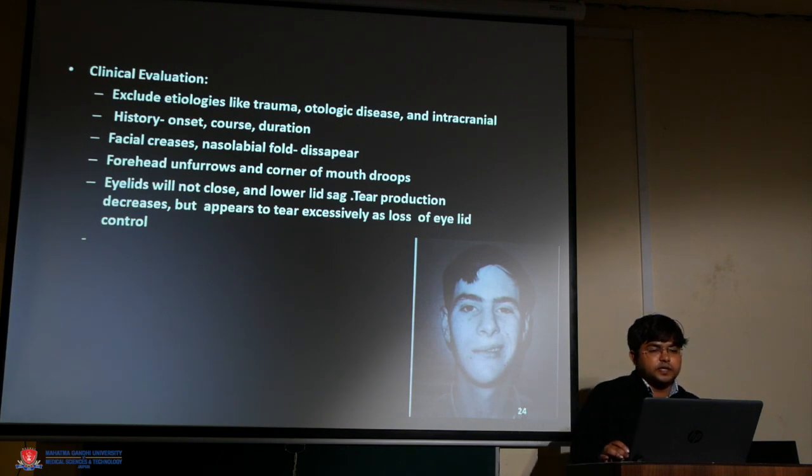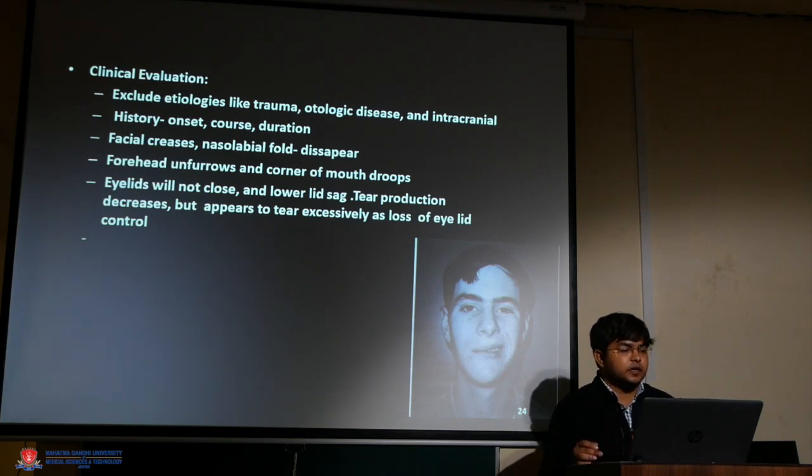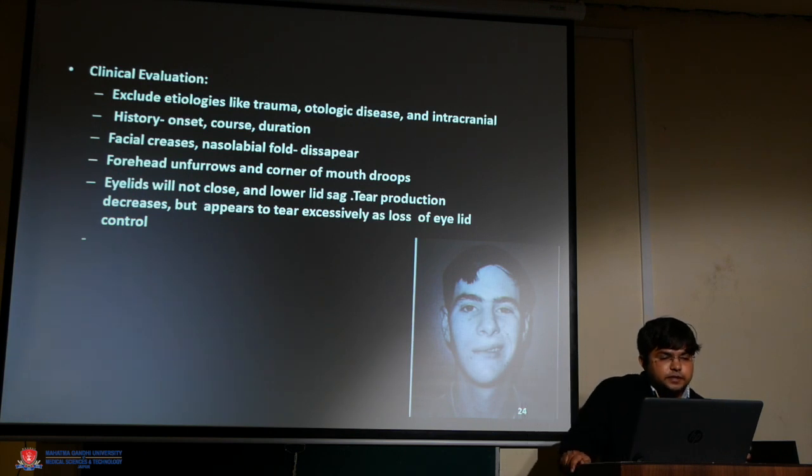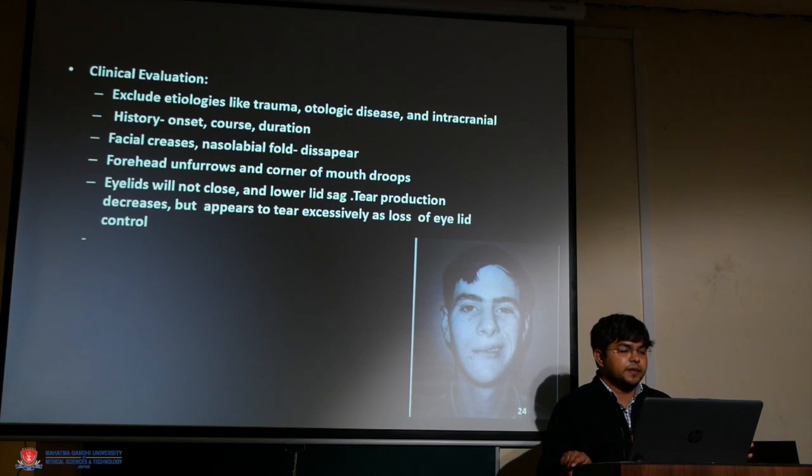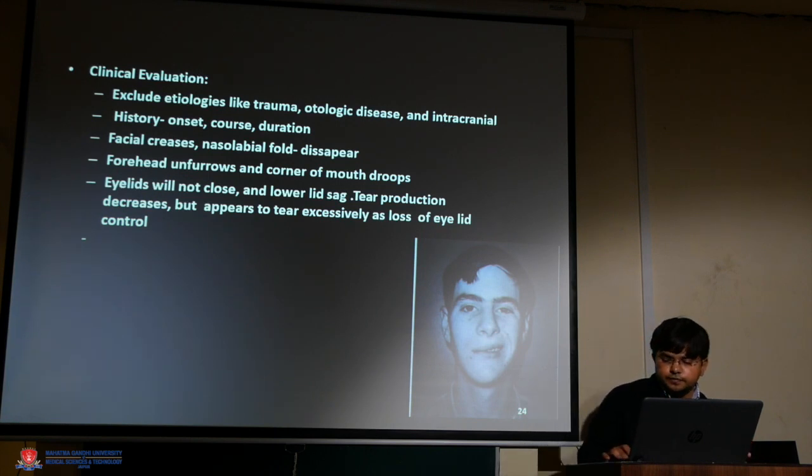The clinical evaluation is done to exclude other etiologies of Bell's palsy like trauma, otological disease, and intracranial disease. History can be taken for onset, course, and duration. Facial creases and nasolabial folds disappear, the forehead unfurrows, the corner of the mouth droops, the eyelid will not close, and the lower lid sags. Tear production decreases but the eye appears to tear excessively because of loss of eyelid control.